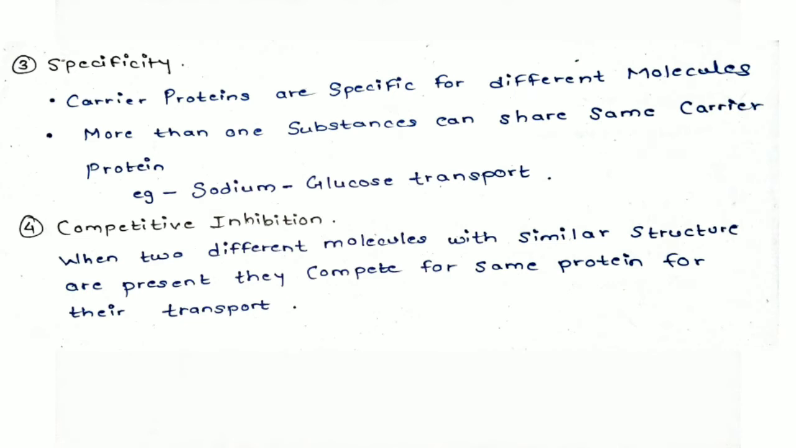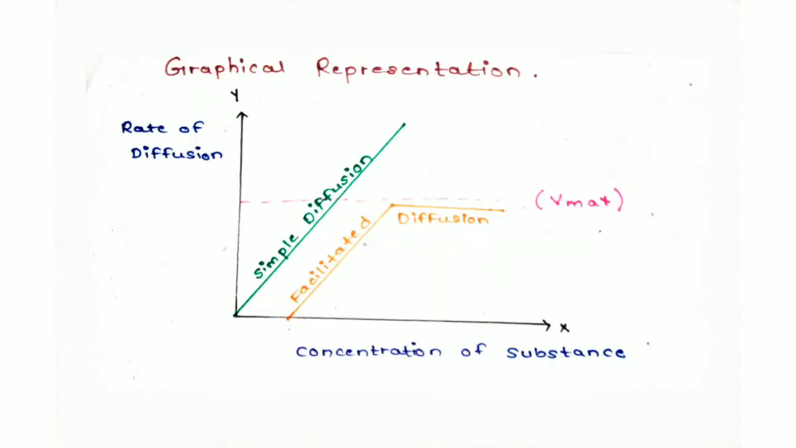So here is the graph that discusses the rate of diffusion versus concentration of substances. So you can see simple diffusion has no saturation, whereas in facilitated diffusion we have a saturation point where the concentration of substance keeps on increasing but the rate of diffusion does not increase.